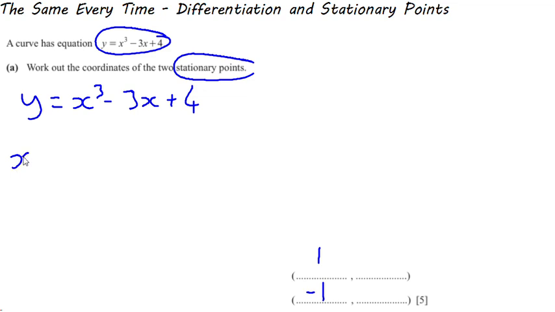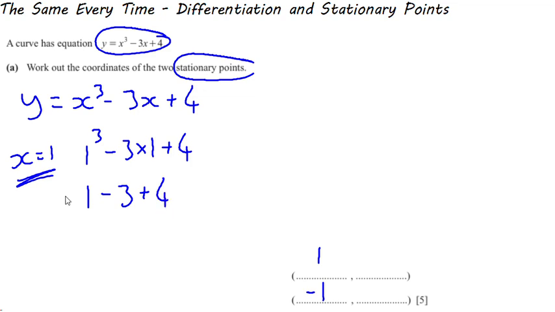So when x equals 1, I just put 1 instead of x. So 1 cubed minus 3 times 1 plus 4. Probably we can do this non-calculator. 1 cubed, 1 times 1 times 1. Minus 3 times 1, plus 4. So 1 minus 3 would be negative 2, and then plus the 4 would give us positive 2. And then we need to do that again for x equals negative 1. Remember, these have to go in pairs. The 1 for the x belongs with the 2 for the y.